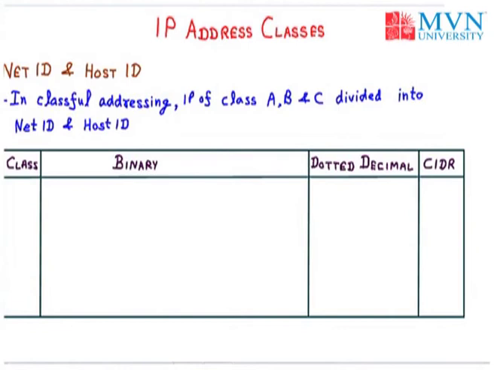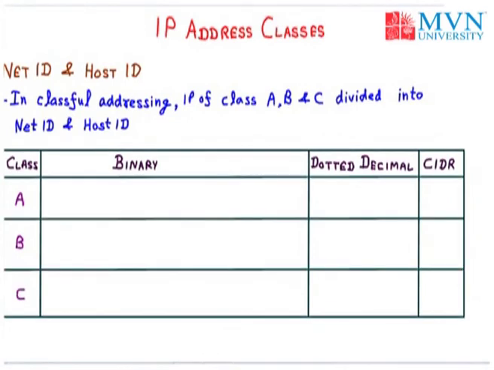Now classes are of 5 types: class A, B, C, D, and E. But D and E classes are for special purposes, that is for multicasting and for future use. That's why we are only taking the 3 classes, class A, B, and C. Now we'll start with class A. In class A, the CIDR is /8.